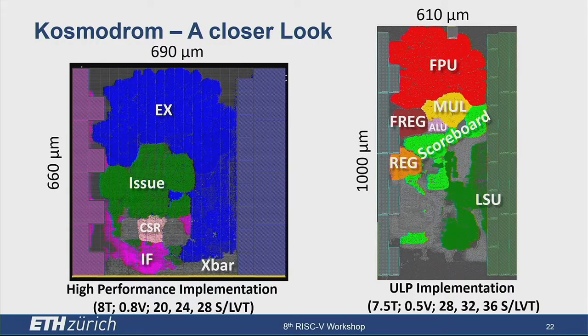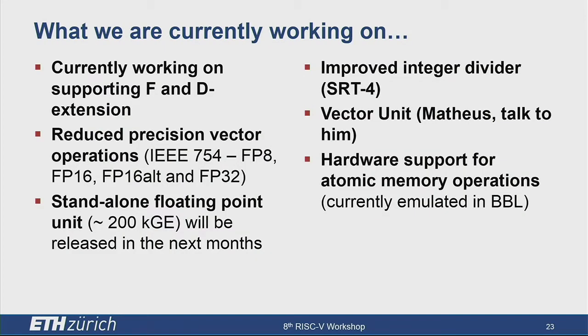And in this particular version it also has an FPU, which brings me to my next slide: we are currently integrating an FPU, so we are finally adding the F and D extensions. We also have some reduced precision vector operations, and we will release the floating point unit in the subsequent weeks or months. We are also working on an improved divider, an SRT4 divider. Hopefully we're not doing a Pentium bug here. And we are also working on a vector unit, at least on the specification a week ago. And we are also, finally, hopefully getting hardware support for the atomic memory operations to really claim that we are an RV64GC core. That would be really amazing.